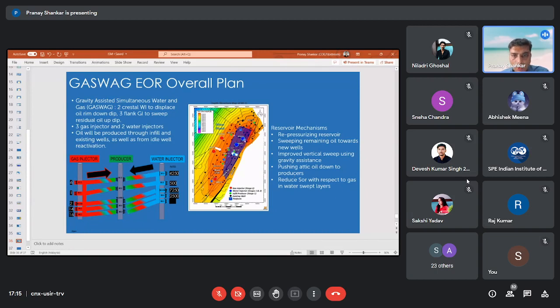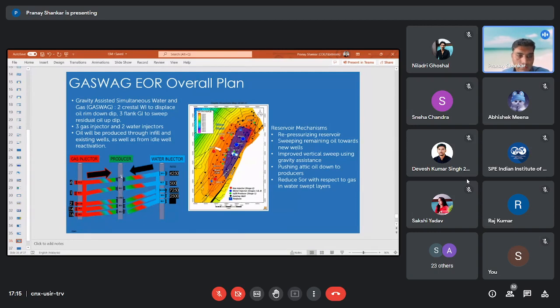You inject water at the crest and gas at the bottom or aquifer. And because of gravity, the gas that you inject will move up, right? And the water that you inject at the top will move down because of their gravity segregation. And when the water moves down and gas moves up, in that process, they reduce the residual oil saturation to gas and hence improve your oil recovery.